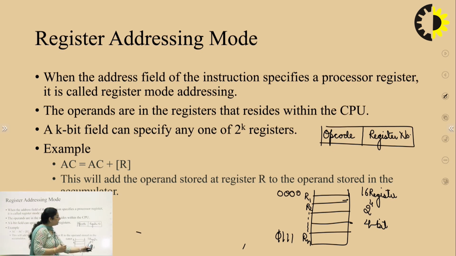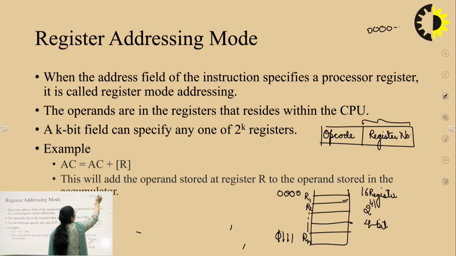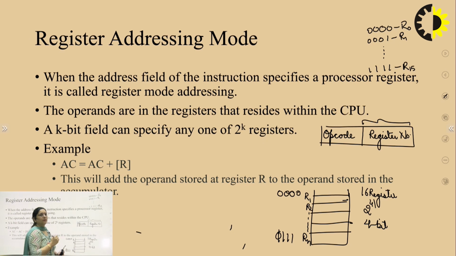So in case I have 16 registers, I need 4 bits to specify this number, and this 4-bit number will be in the address part of the instruction. If it is 0000, it specifies register number R0, 0001 specifies register number R1, and so on up to 1111, which specifies register number 15. If the instruction is add R7, it says I need to get the content from register number 7. Whatever value is lying in register number 7, that is the value of the operand.